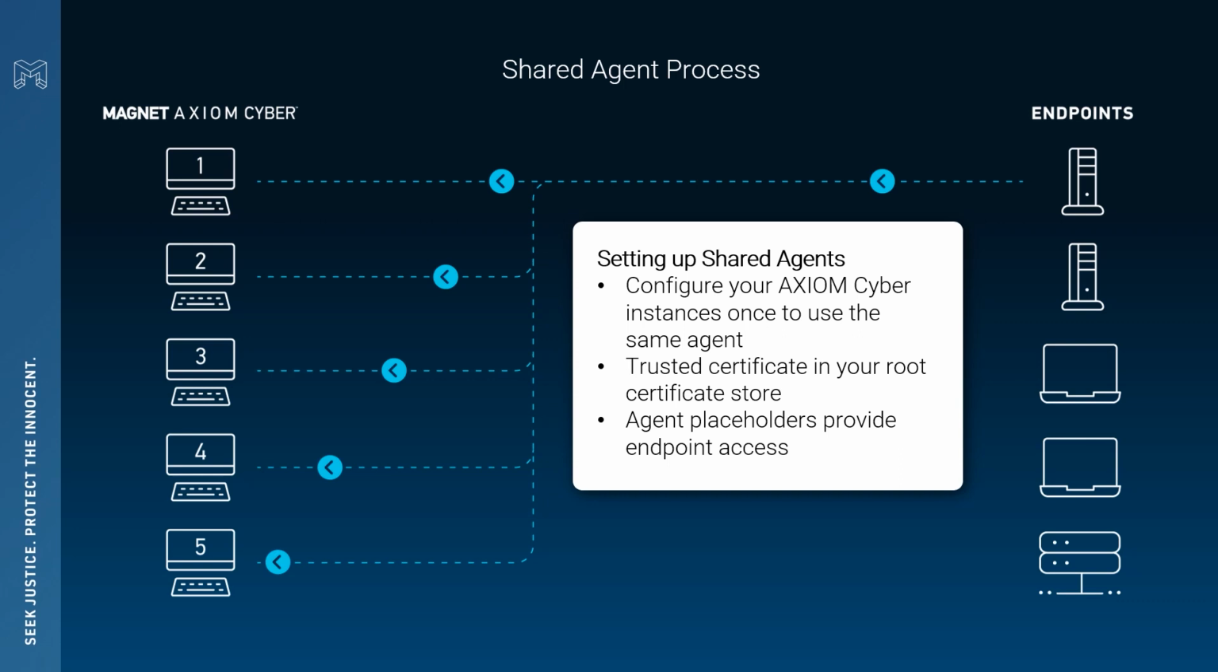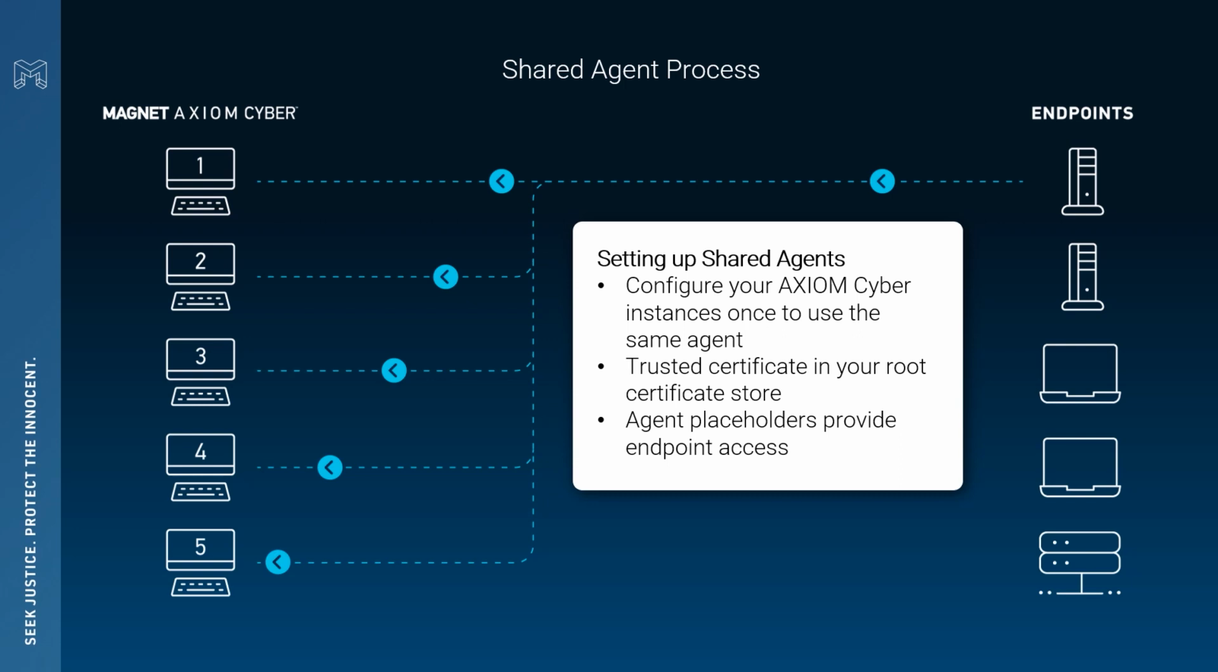Another thing that you want to make sure you're prepared for is having a unique trusted certificate in your root certificate store. And this will need to be the same certificate on every single one of your Axiom Cyber machines. Now, if you're not familiar with this process, you'll want to start talking to your local IT folks or web admins to make sure that you have a unique certificate. And if you don't have one, we also have a KB article that we've written that can walk you through that process, so you'll be off to the races really soon.